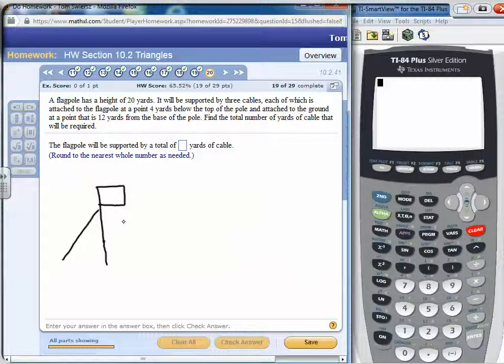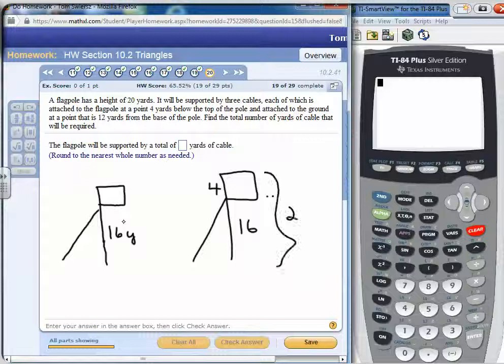So this is 20, so then right here would be 16 yards, because the entire flagpole is 20, but we're connecting it 4 yards from the top, so 20 minus 4 would leave us with 16 as the height. Actually, the 16 to 20 yards is the part of the flagpole. Okay, so be careful, that's a little bit tricky. Now, the cable is attached at a point 4 yards below the top and attached to the ground at a point that is 12 yards from the base. So now here on the ground is 12 yards from the base.